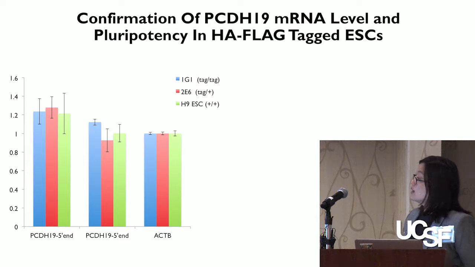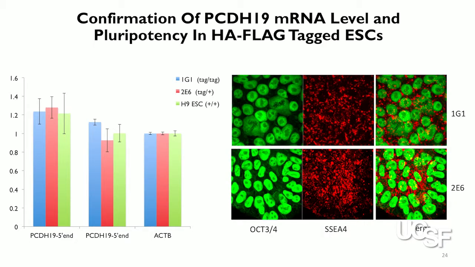As shown in this RT-PCR, the PCDH19 level in the first two tagged lines is really comparable to the PCDH19 level in the untagged line. And then the pluripotency markers show the pluripotency in these two lines is also maintained at a very proper level. Again, SSEA4 is a cell surface marker, and this is the nuclear protein labeling pluripotency.